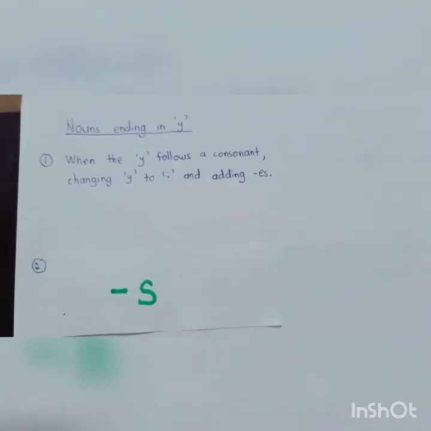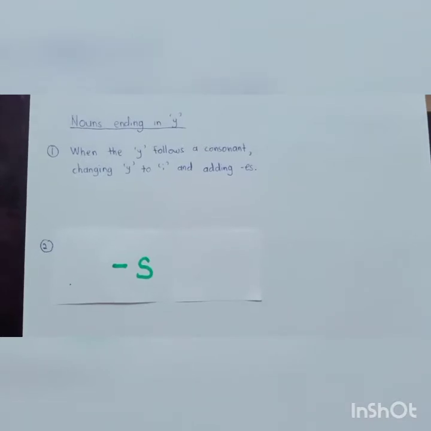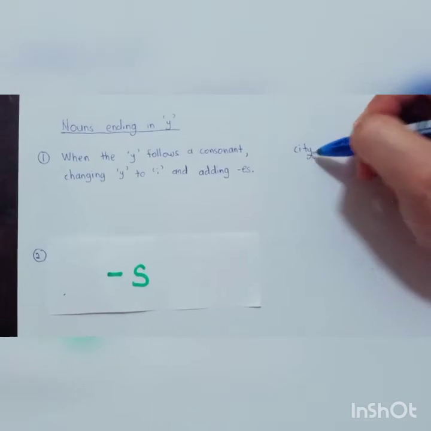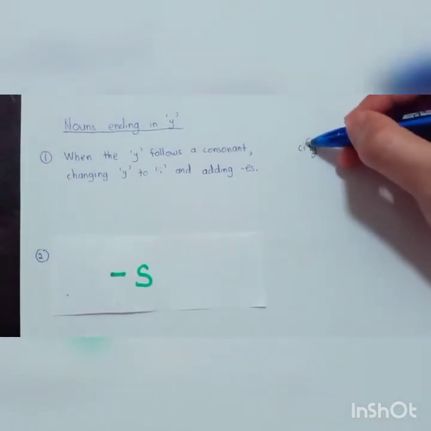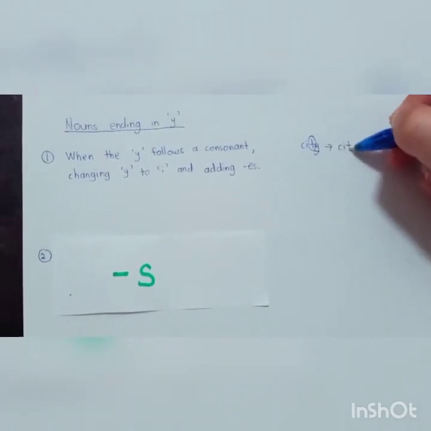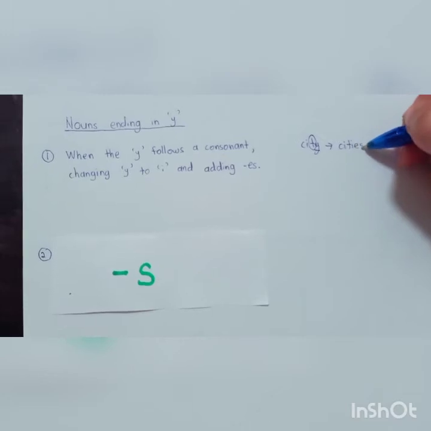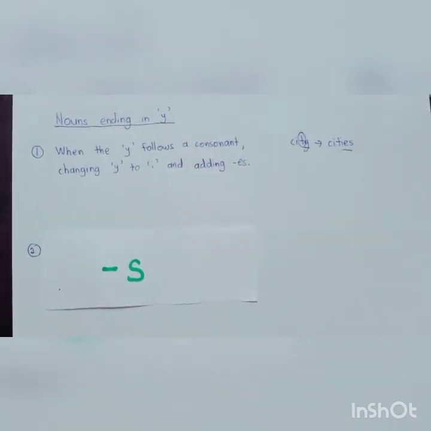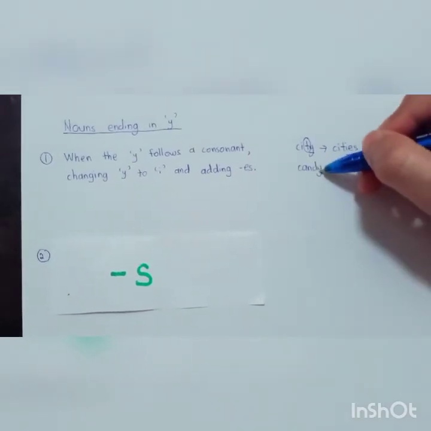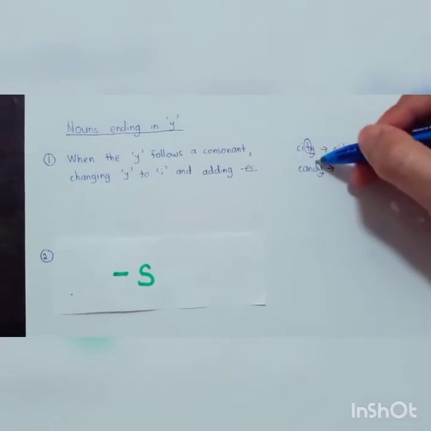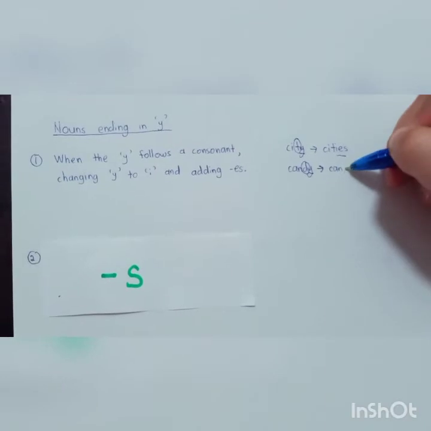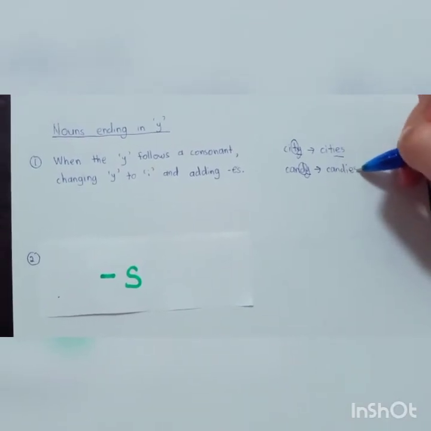Changing y to i and adding es. So for example, city. Right, city ends with y, and before y it's a consonant, so we have to change y into i, and then add es at the end, so it becomes cities. Candy. So candy ends with y, and before y it's a consonant, d, so we have to change y into i and add es at the end.